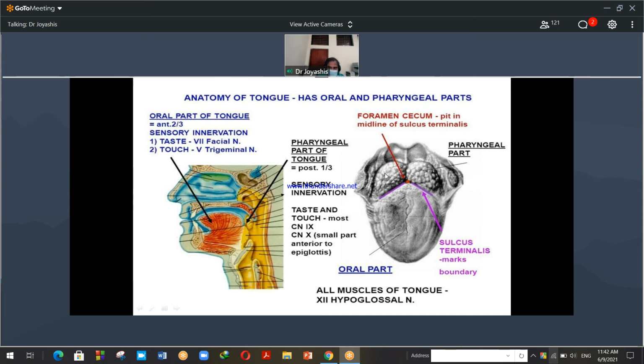The posterior 1/3 of the tongue is innervated by the superior laryngeal branch of the vagus nerve, the 10th cranial nerve, which relays sensory information.